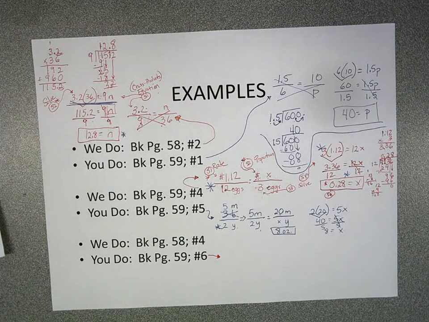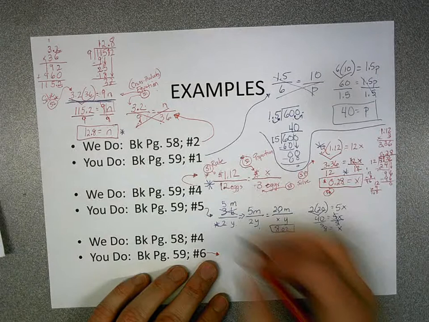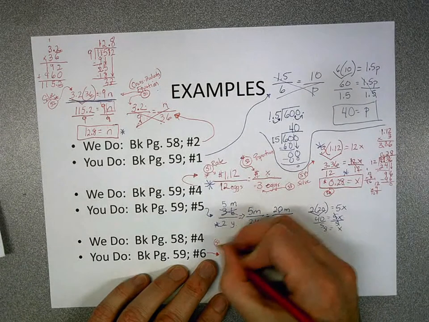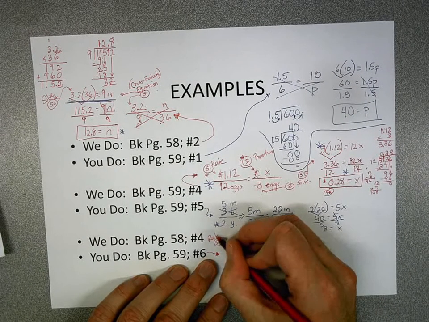Number 6 says a car can travel 476 miles on 14 gallons of gas. Write an equation relating the distance d to the number of gallons g. How many gallons of gas does this car need to travel 578 miles? So they're asking us to do a couple of things here. I'm going to start you out. Step 1 is write the rate again.